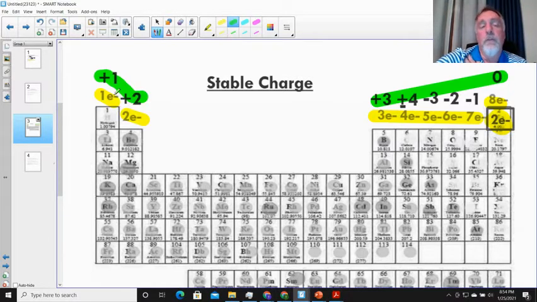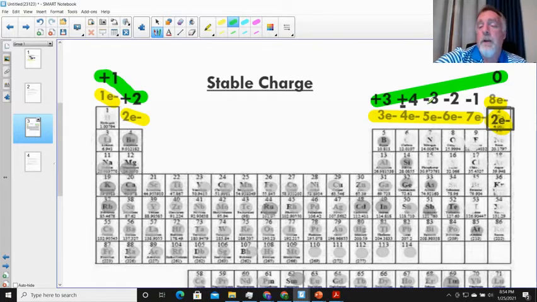Because they're losing electrons, they're losing negative particles, right? They're going to have a positive charge. Similar for group 3. We get to group 4, we've kind of hit our turning point, right? We could lose 4 electrons, or we could gain 4 electrons. Either way, we can get to our full outer shell of 8. That's why things in group 4 can either become a stable charge of +4 or -4.